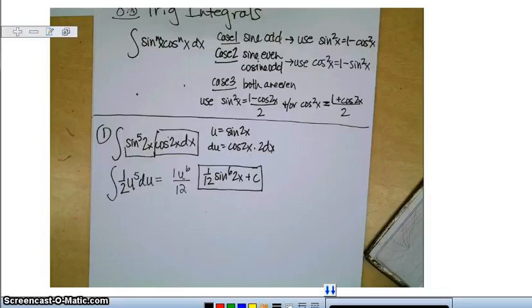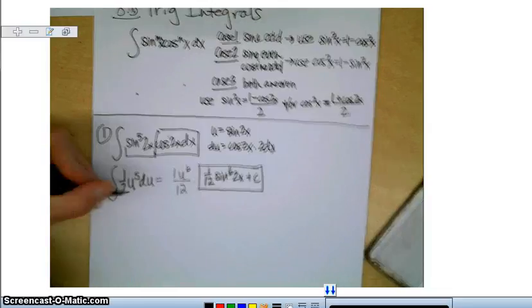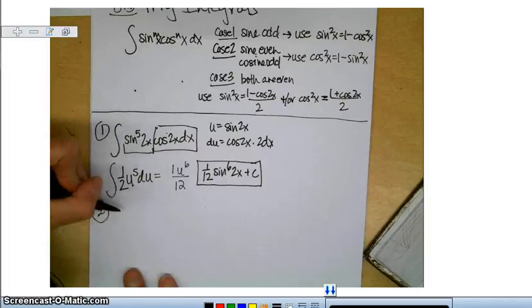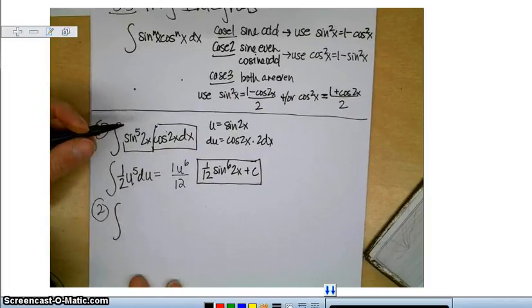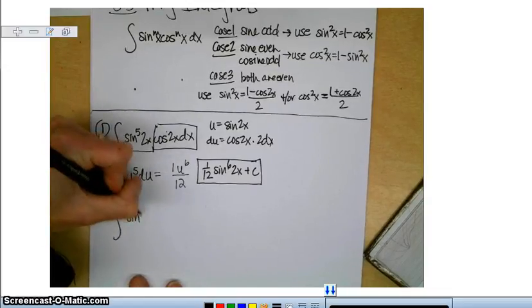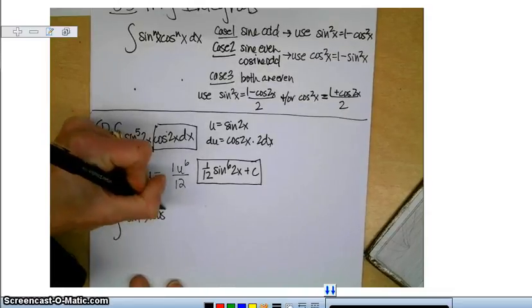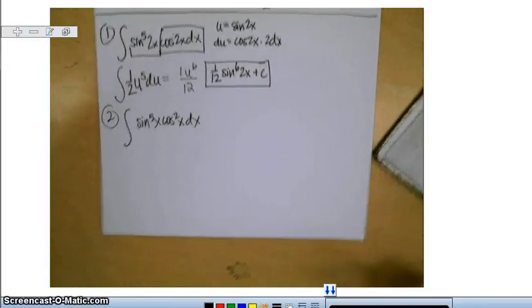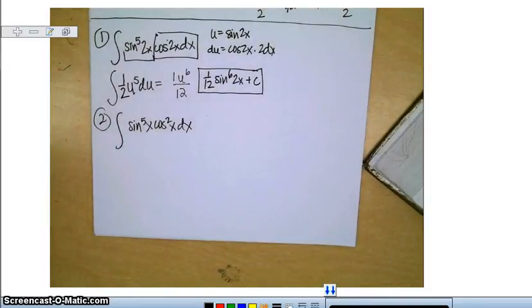All right, so now let's take a look at another one. Let's say now this time, example number 2. I want to take a look at the integral of sine to the 5th of x cosine squared of x. Now that looks like a really similar problem, doesn't it? Kind of. Okay, but what makes it not so?